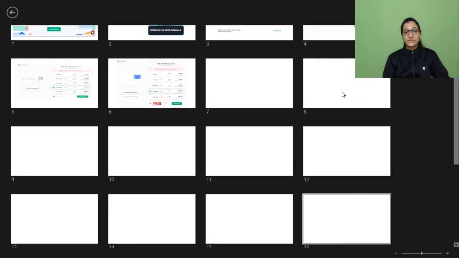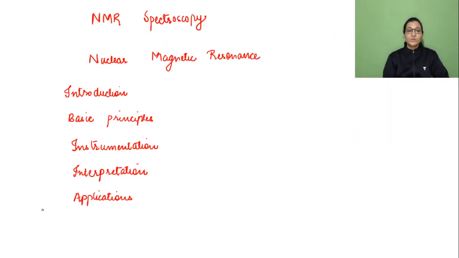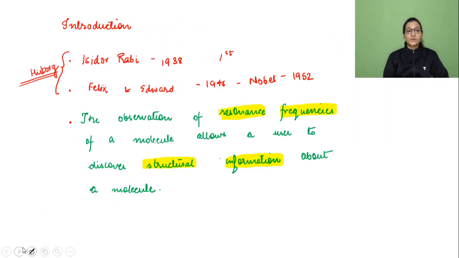Let us just see what all things we have done. So we have covered all the points which we were destined to. History says that first time Isidore Rabi gave the idea of NMR, and in year 1946 Felix and Edward refined the whole thing and they got a Nobel Prize for this in year 1952. So if you're saying NMR, what does it tell about? The resonance frequency of any molecule is enough to know about its structural pattern.